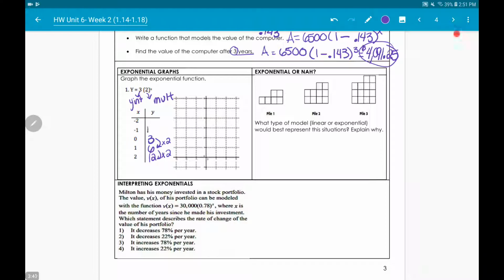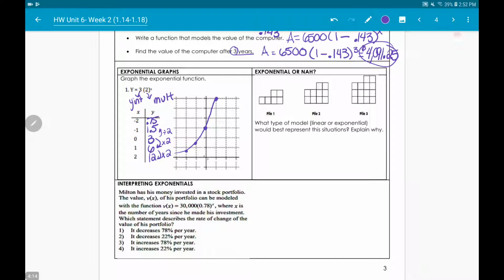And then I'm going to go backwards. And I go backwards by doing the inverse, which in this case, the inverse is dividing. Alright, so negative 2, 0.75, negative 1, 1.5, 0, 3, 1, 6. Make sure to extend to the edges of your graph.